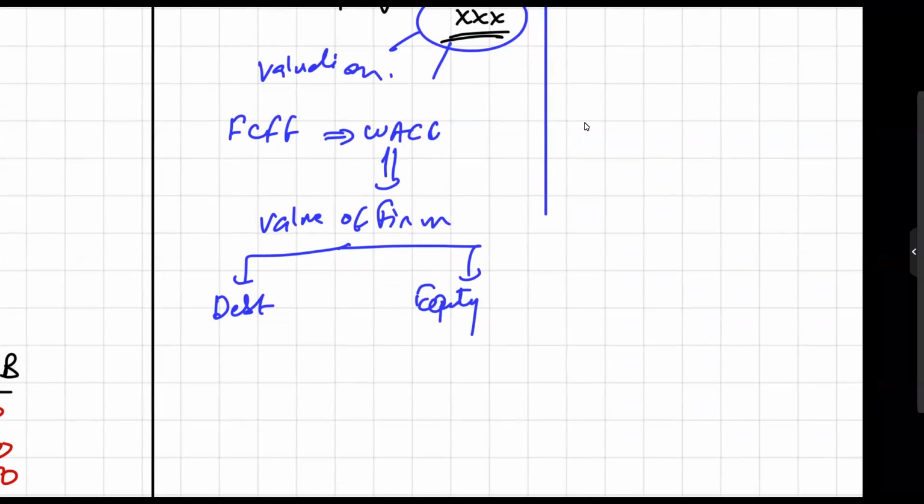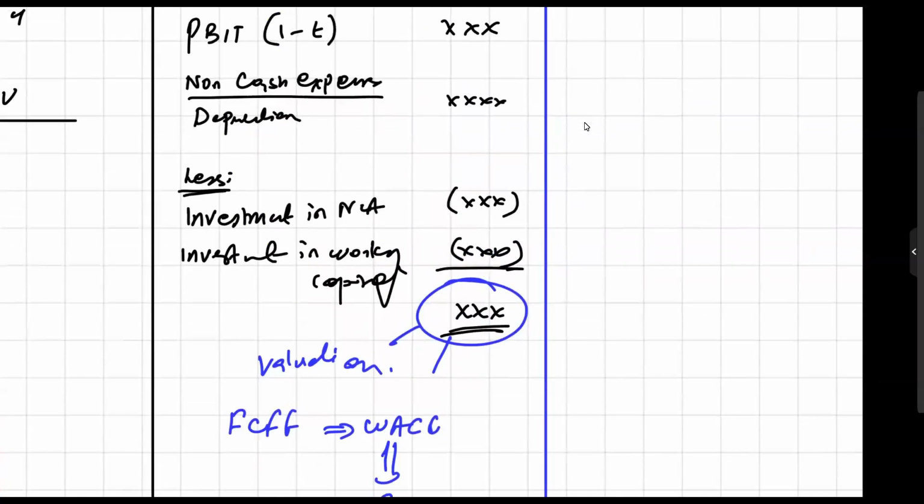If I move a bit forward and discuss further, what next is there? Okay, so this is what we have. Value of firm would be made up of value of equity and the value of debt.